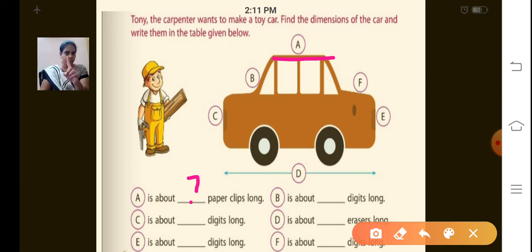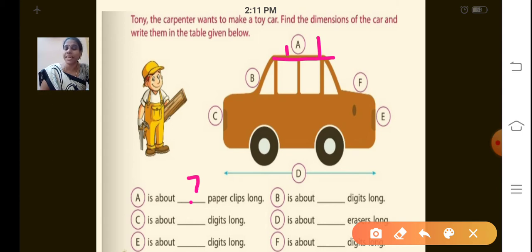If it is 1, write 1. If it is about 2 paper clips long, keeping 2 paper clips means 1, 2, so you have to write 2. A is about 2 paper clips long. If it is occupying only 1, then you write 1. Okay. Then B is about dash digits long. Just see B.